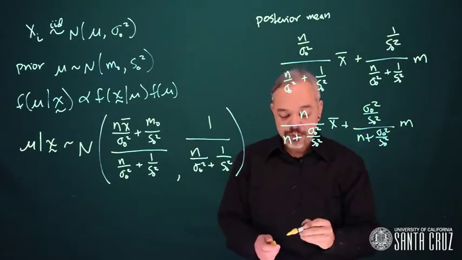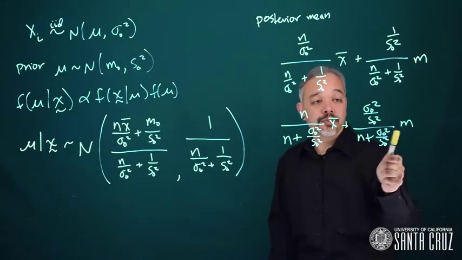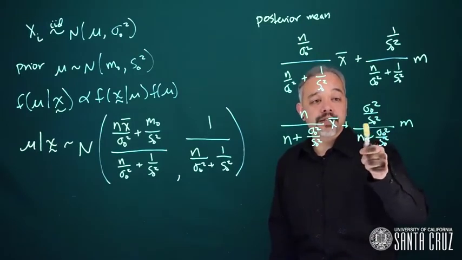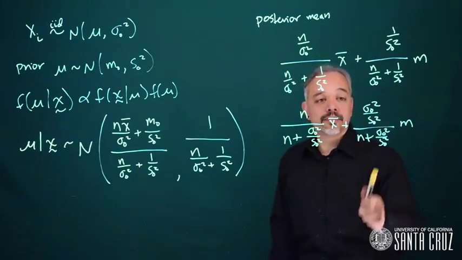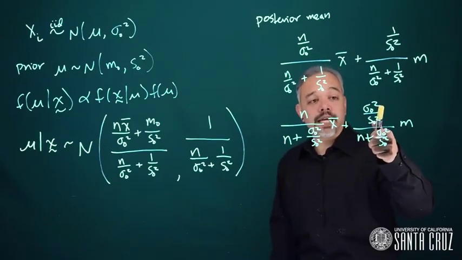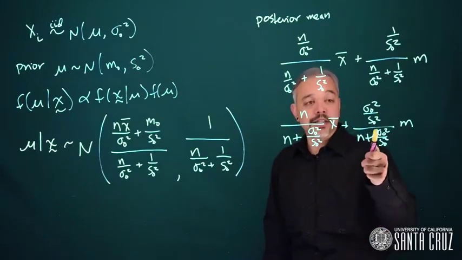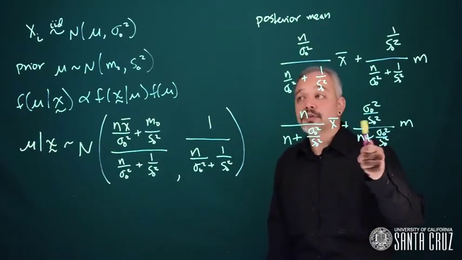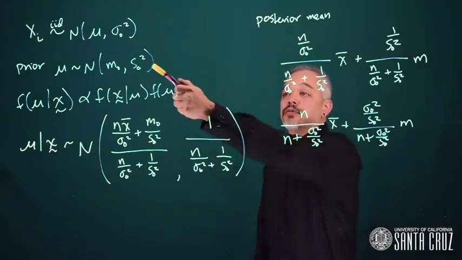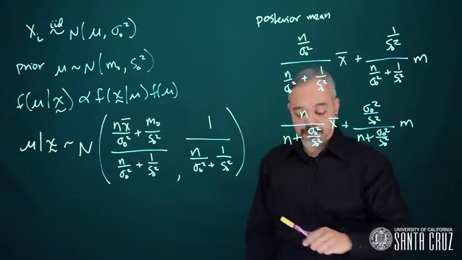Thus we see that the posterior mean is a weighted average of the prior mean and the data mean, and indeed that the effective sample size for this prior is the ratio of the variance for the data to the variance in the prior. This makes sense because the larger the variance of the prior, the less information that's in it. The smaller the variance of the prior, the more information that's in it.